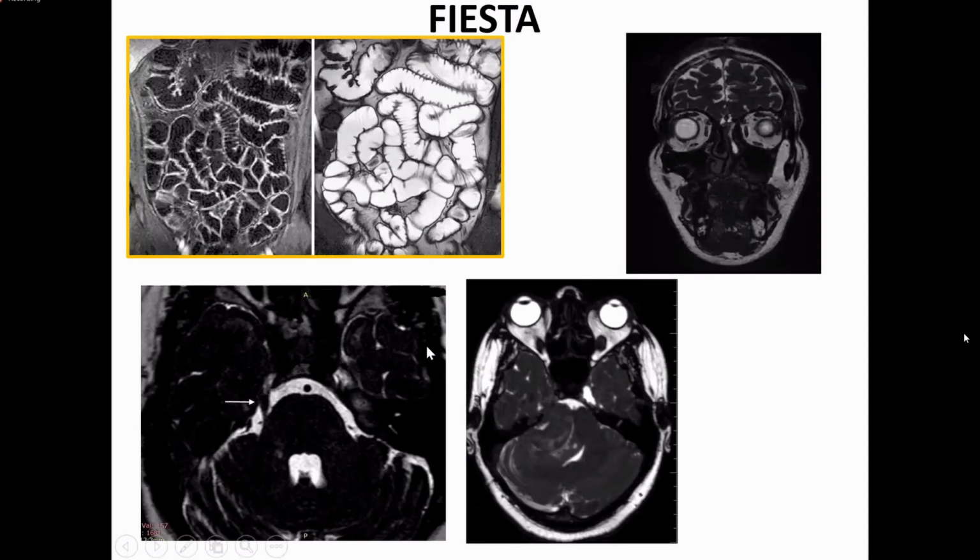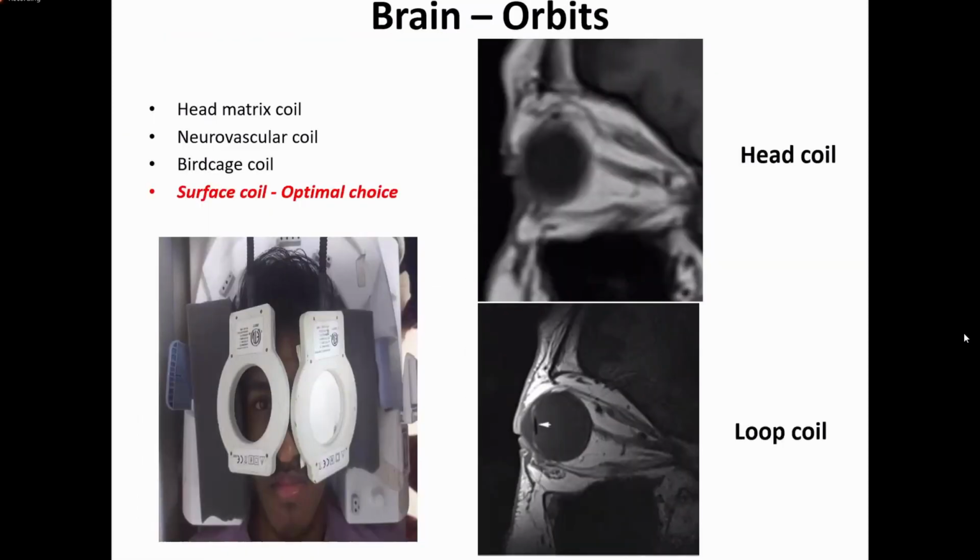So you should know judiciously where to apply this Fiesta, where all you need to complete the imaging. With this, doing one sequence will help the radiologist a long way, right? So next is orbital imaging, which is very, very important.